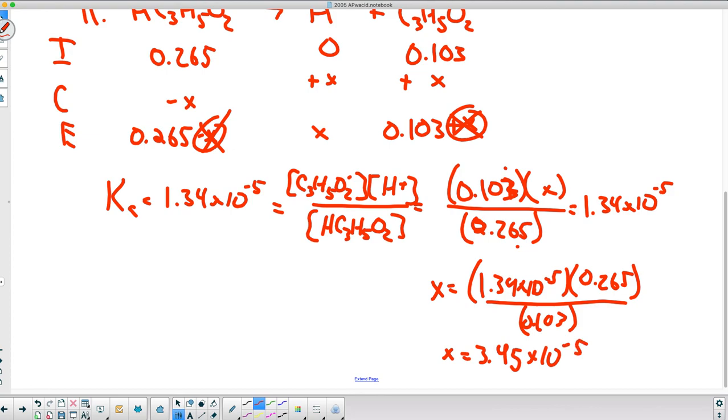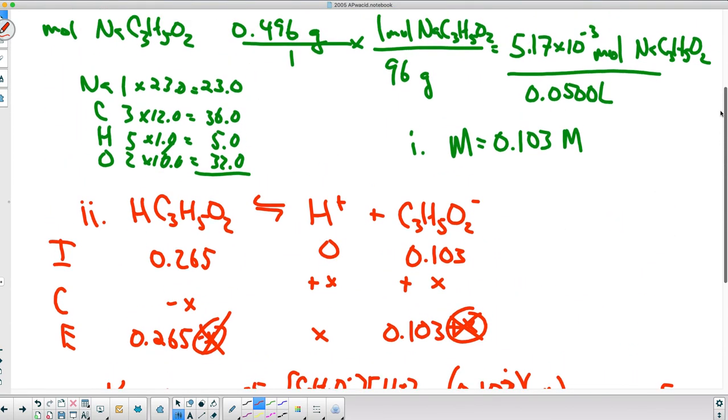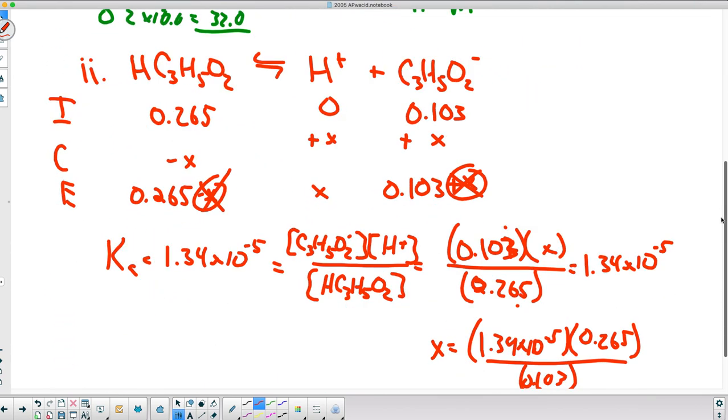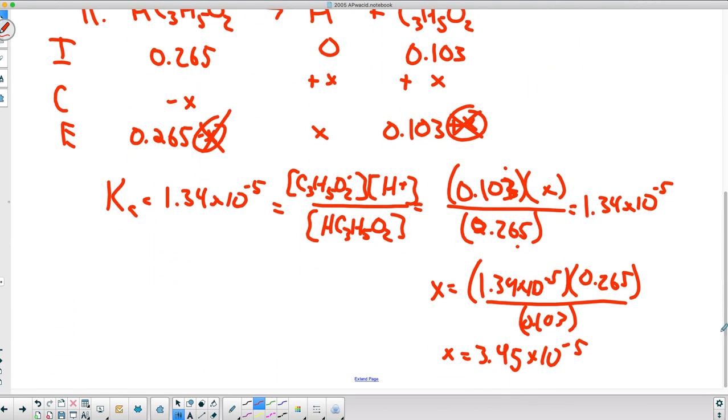It doesn't ask for pH, I don't think. Let's go back up to the top and see what it asks for. Concentration of H plus in the solution. It would be easy to find the pH because I just used that, but it doesn't ask for that, so we're going to stop there. Okay, let's stop there. I'll do one more screencast.